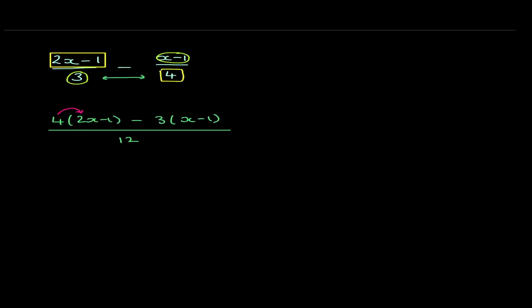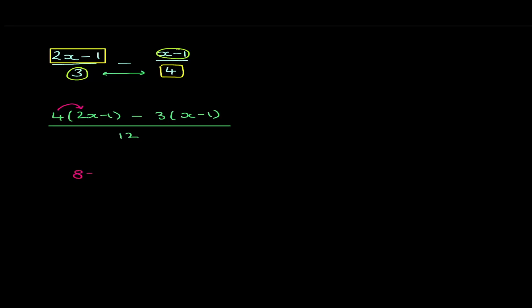So that times that first, which is 8x. That times that, which is negative 4. That times that, which is negative 3x. And double negatives here. Neg 3 times neg 1, which gives me positive 3. And it's going to be all over 12.